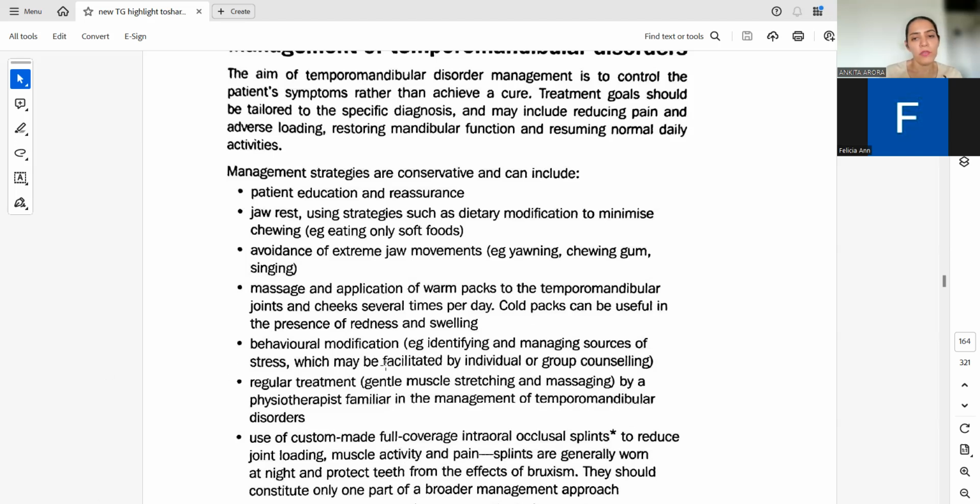Then behavioral modification by identifying and managing sources of stress, which may be facilitated by individual or group counseling. And regular treatment, gentle muscle stretching and massaging by a physiotherapist familiar with the management of temporomandibular disorders.